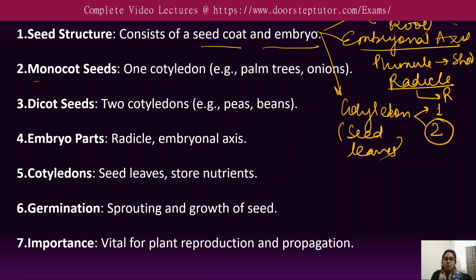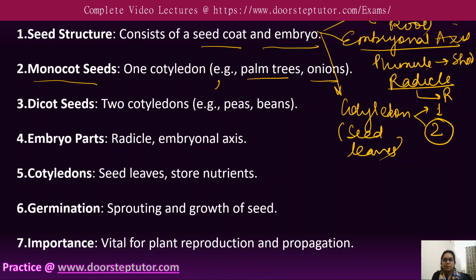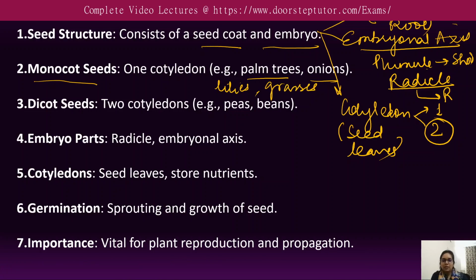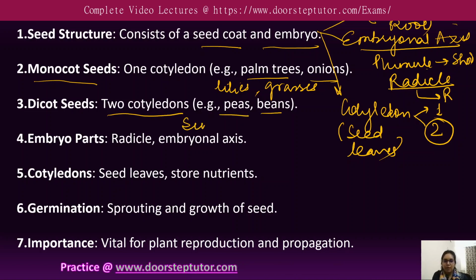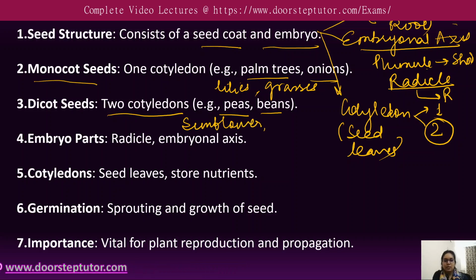Okay. Now, in a monocot seed the embryo contains only one cotyledon. Examples of plants with monocot seeds include the palm tree, the onion, in fact the lilies, and the grasses. So these are examples of monocot seeds. The dicot seed has an embryo with two cotyledons, and examples include peas, beans, sunflower, and roses.